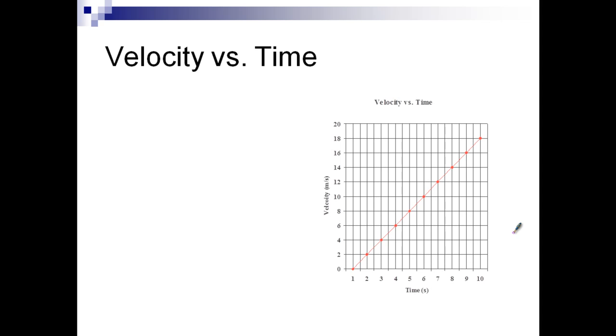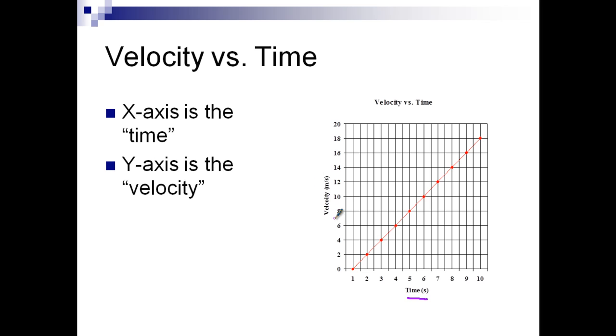So velocity versus time. You can see on this one that the x-axis is time, again, just like with position versus time, except now we're doing velocity. So our x-axis is time, our y-axis is the velocity. Remember to put your units on there: meters per second, seconds.